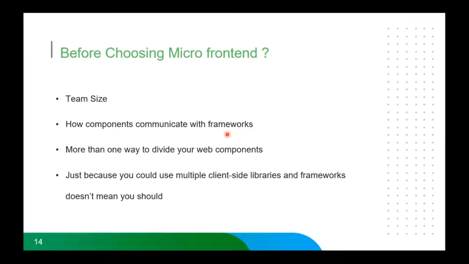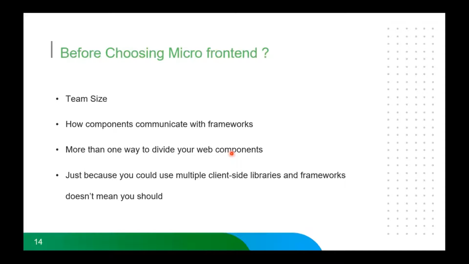The third point is that there is more than one way to divide your web components. Suppose you have an application and you are going to divide a particular page into micro front ends. One way is to make the header one application, the footer another, the sidebar another, and the content bar another. So we have divided a simple page into 4 applications. This could be one way.